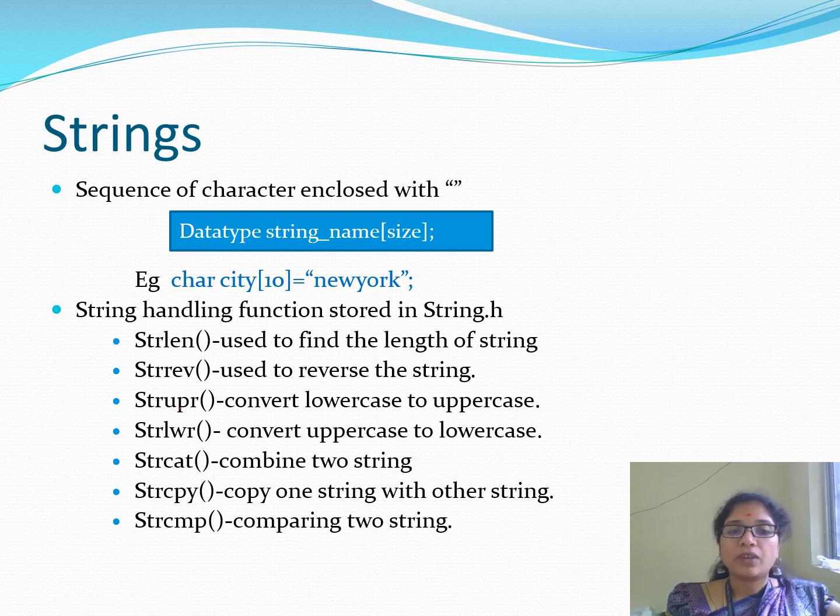And then string upper: this function is mainly used to convert lowercase to uppercase. The string lower function is used to convert uppercase to lowercase. And string concatenation: concatenation means combining two different strings. And then string copy copies one string into the other string. And then string comparison compares the two strings.